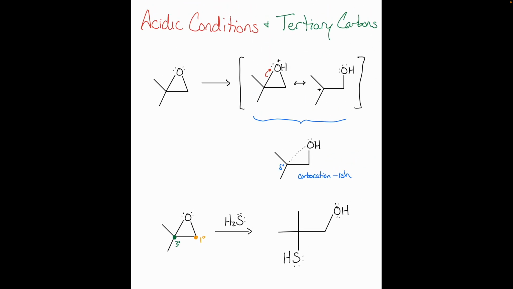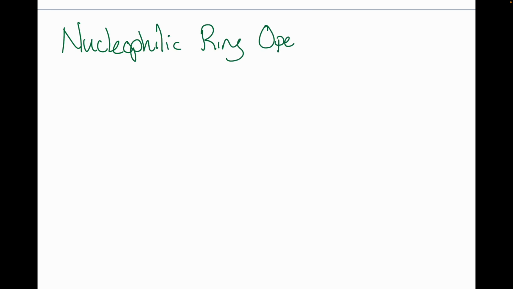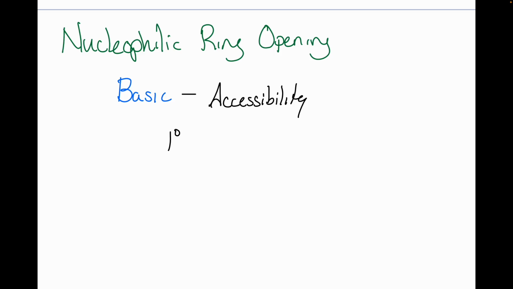Okay, so just to summarize here. All right, our nucleophilic ring opening. Under basic conditions, the only thing that we were considering was that accessibility. So that meant primary carbons were more likely going to get added to than secondary carbons, and those super sterically hindered tertiary carbons are not going to be preferred in those addition reactions.